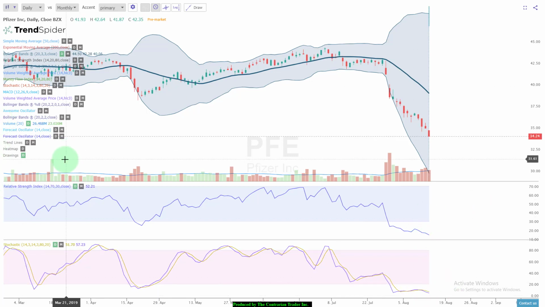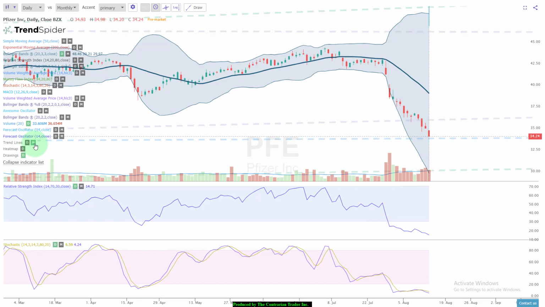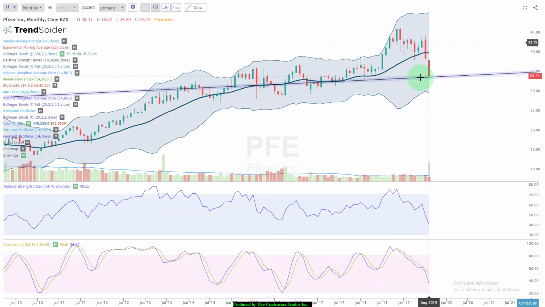Let's identify where we have historical support below. So I'm on a daily chart. I'm using monthly support levels, and we are just shy of it. So we're going to create an alert at this level. Okay, there you have it. Set it and forget it. We're good to go about our day with Pfizer.